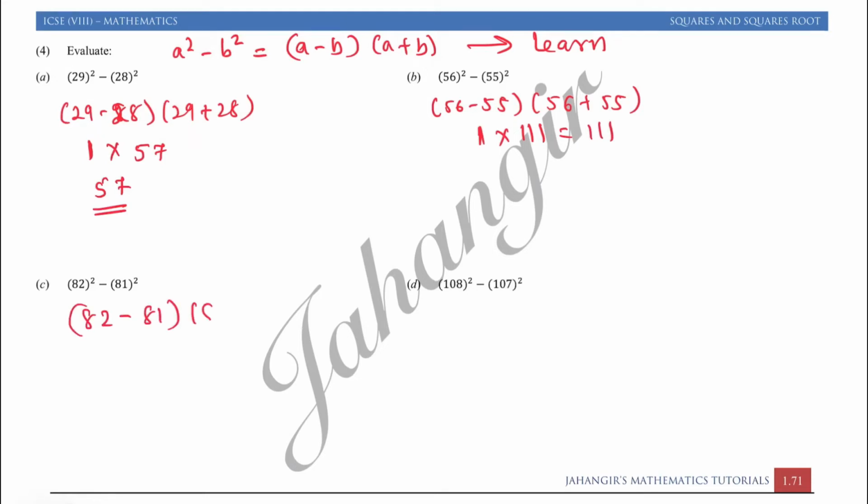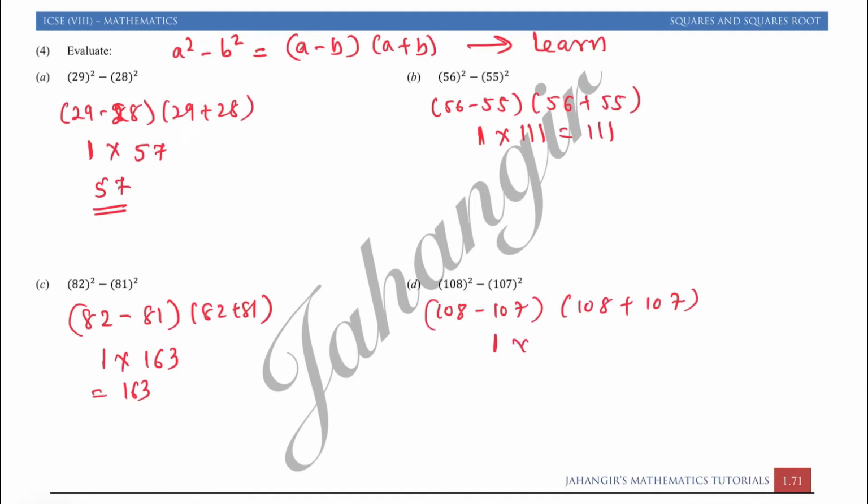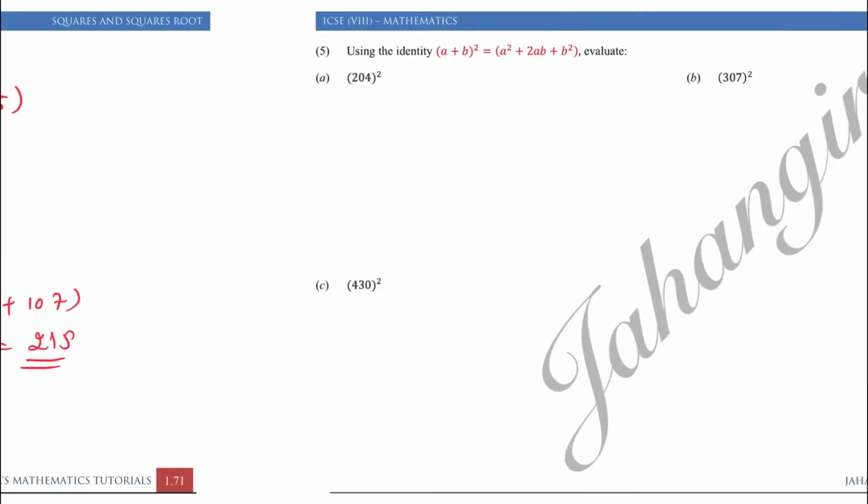Same pattern question, and this exercise is very easy. 82 minus 81 into 82 plus 81, so that will give you 163. 108 minus 107 into 108 plus 107. So here you will get 1 into 215, that is 215. Okay, this type of question is also clear.